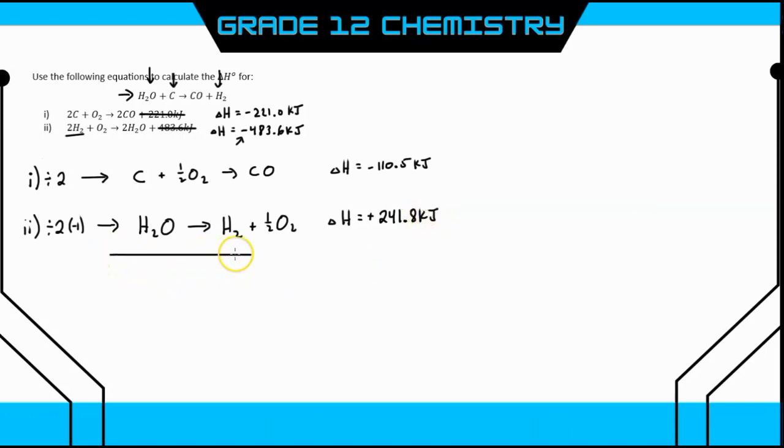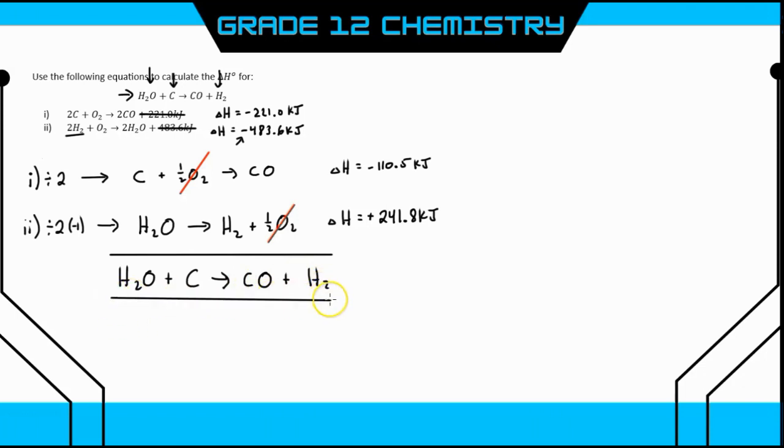All right, so now that is done, look what happens when we add these two equations together. First of all, we have a half oxygen on both sides, so they are going to cancel. And then we're going to end up with a water here, and a carbon here, and that's going to give us carbon monoxide plus an H2. Right there, that was our target reaction.